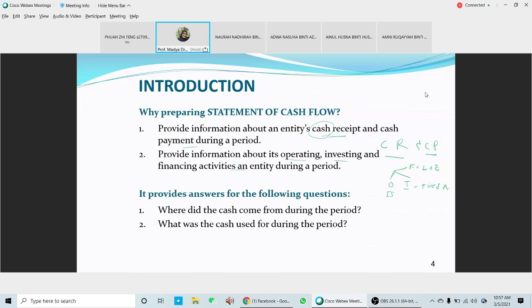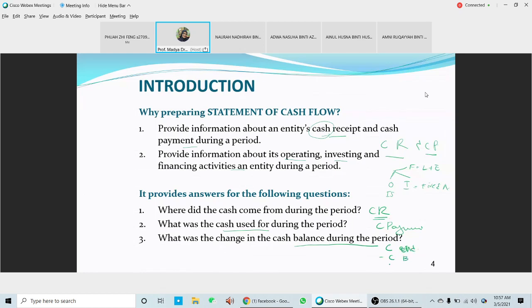Okay, so answering the question of where the cash comes from refers to cash receipts. What was the cash used for? This relates to cash payments. And the third one: what are the changes in the cash balance during the period? The change in the cash balance during the period is the difference between cash at the end carried forward minus cash at the beginning. Cash at the ending minus cash at the beginning. So we're going to look at the changes here.